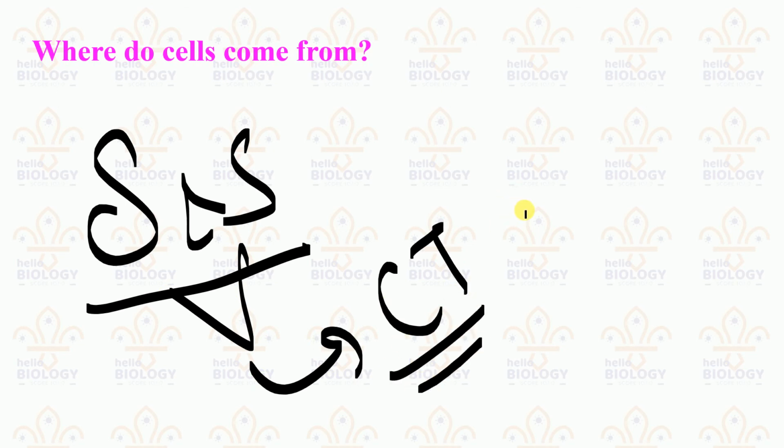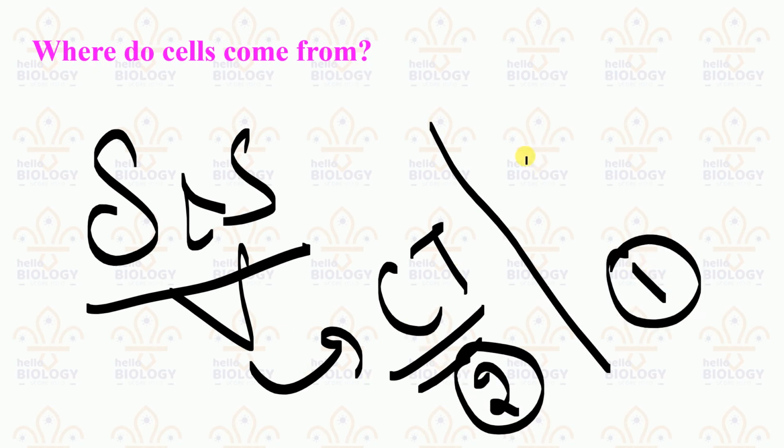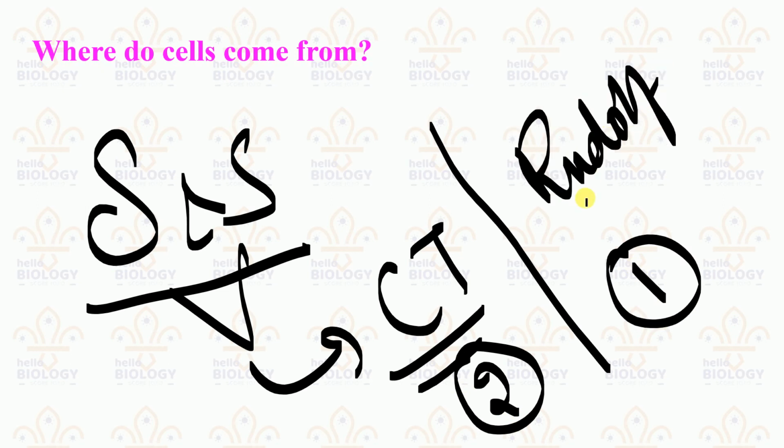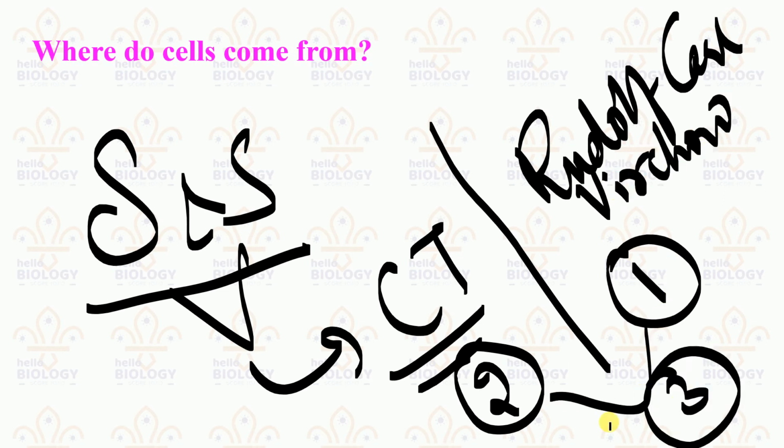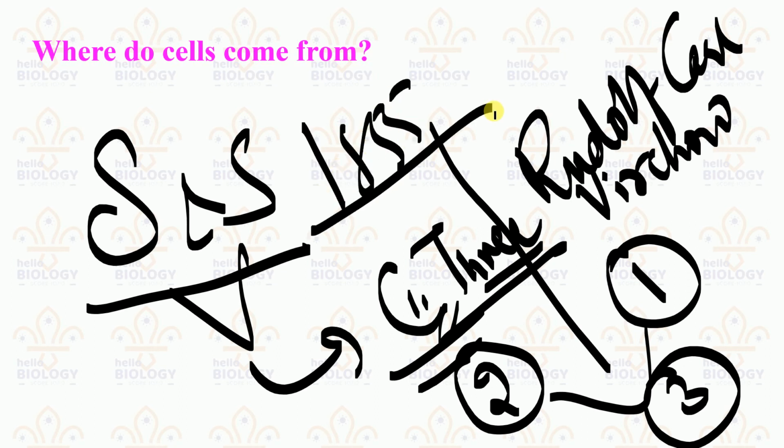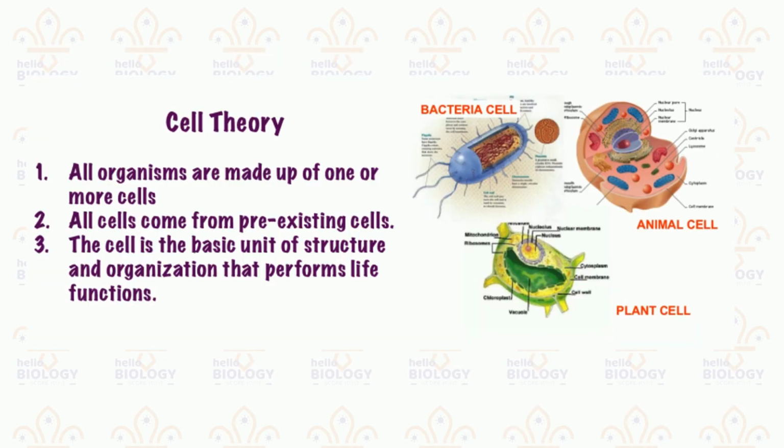But how new cells were formed was explained by one person called Rudolf Karl Virchow. These people gave two cell theories, and this person gave one theory. In total there are three cell theories. You need to remember that cell theories are three. So these three persons' hard work, till 1855, explained how new cells could be formed. So what are the cell theories? Here we can see.